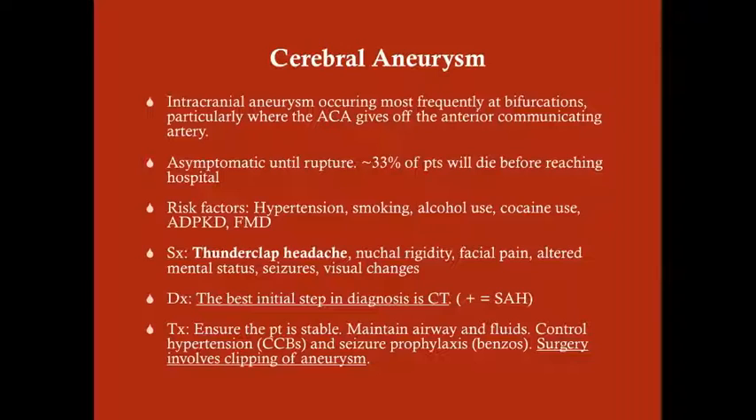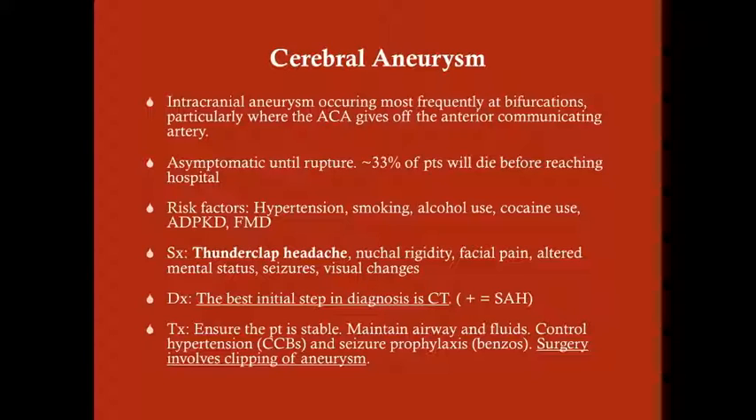What do we do for diagnosis? If you have a patient with a thunderclap headache, with the worst headache they've ever had, the first thing you're going to do is get a CT. And if the CT is positive, and I'll show you what that positive CT looks like, if it's positive for a subarachnoid hemorrhage, then you're concerned about cerebral aneurysm.